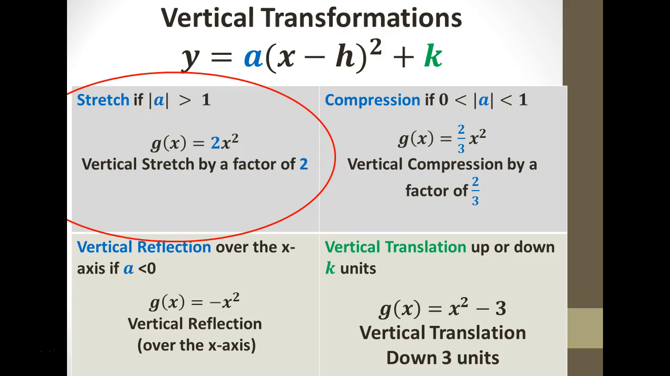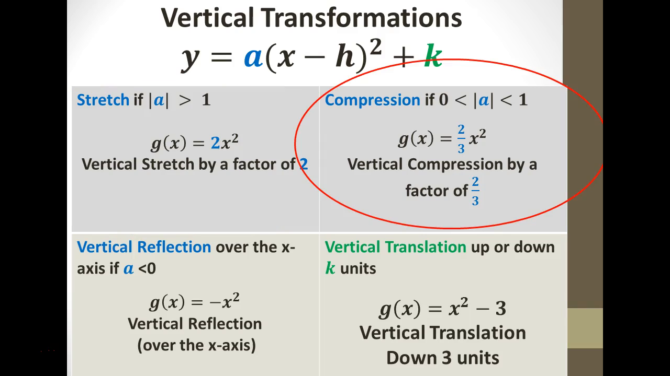The first one are changes in a. Now, if a is greater than 1, we say that we have a vertical stretch by a factor of a. In my example here, a is 2. So we say we have a vertical stretch by a factor of 2. Now, I am using academic language for vertical transformations that we do expect you to use on your homework, on quizzes, and on tests. So be sure that you take note of the terms and vocabulary that I'm using and that you learn it.